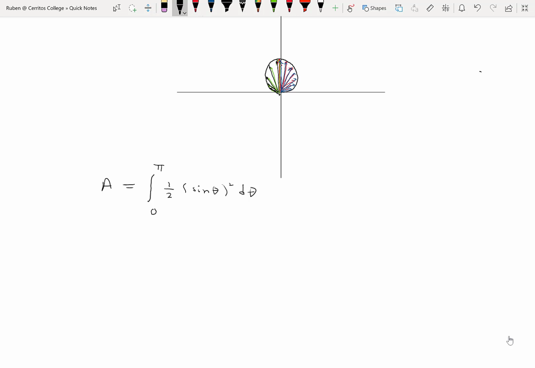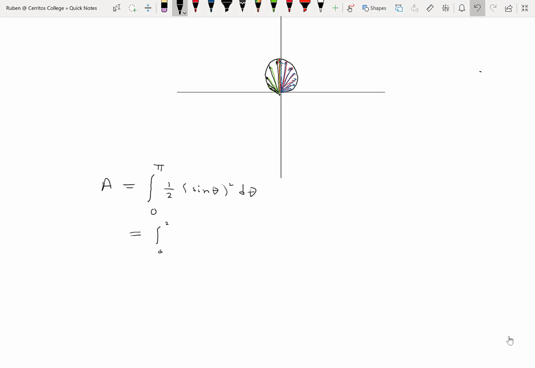If we were to integrate between 0 and 2 pi, we would pick up too much area. We would pick up twice the area of this circle. In fact, I remember I said I wasn't going to evaluate any more integrals, but I want to evaluate this integral.